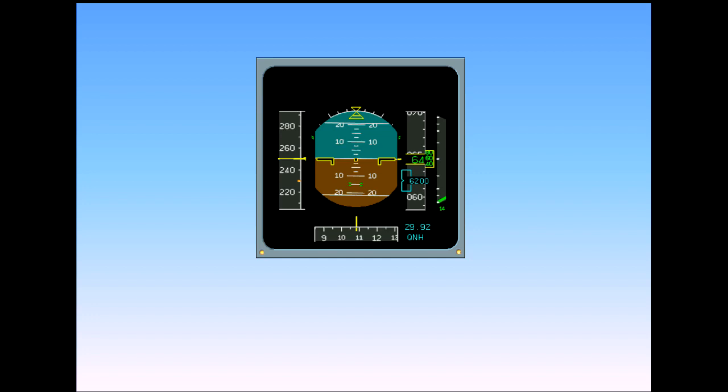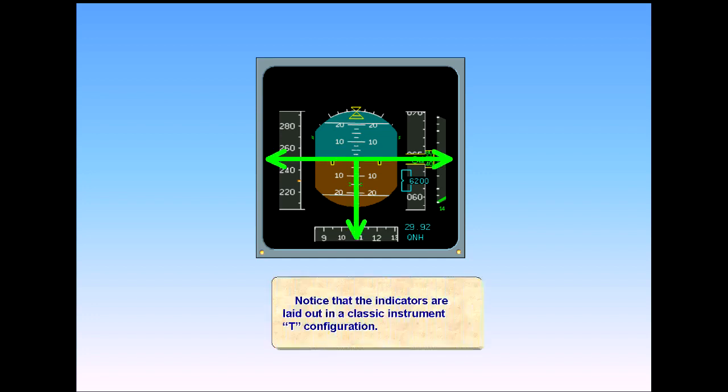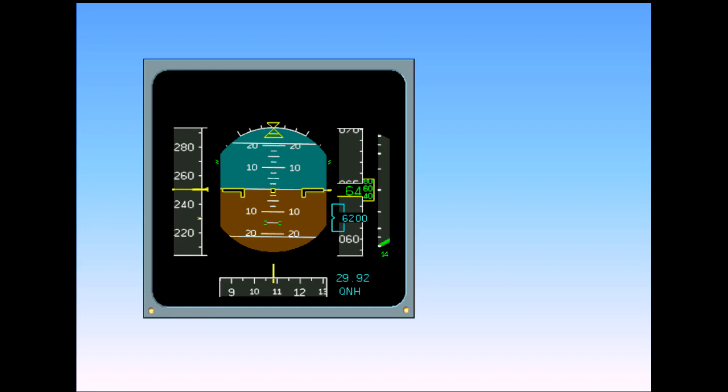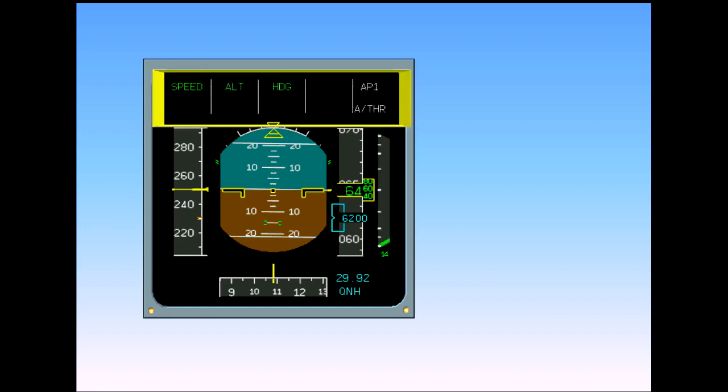Notice that the indicators are laid out in a classic instrument T configuration. The PFD also displays other information. The upper part of the display is used to provide information to the pilots associated with the Flight Management and Guidance System, FMGS. The area is known as the Flight Mode Annunciator, FMA.